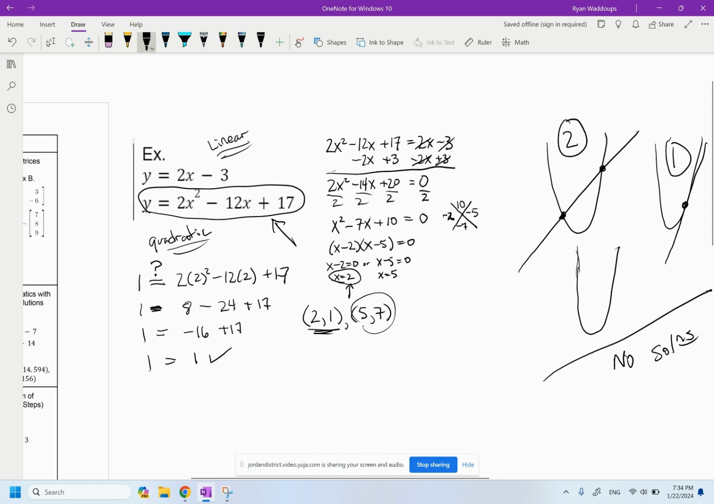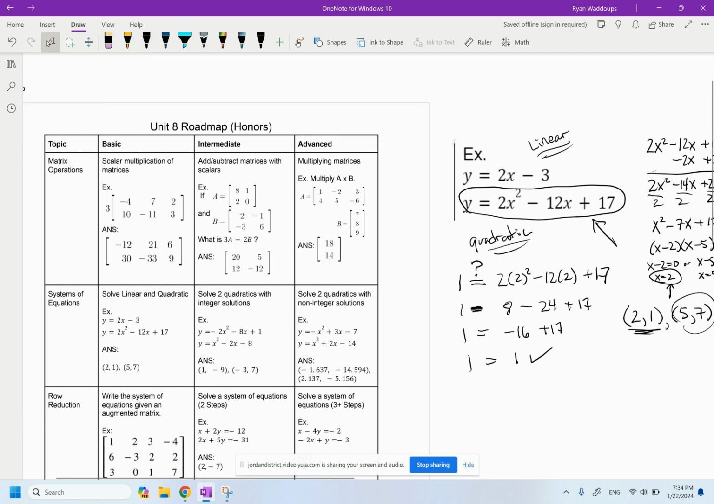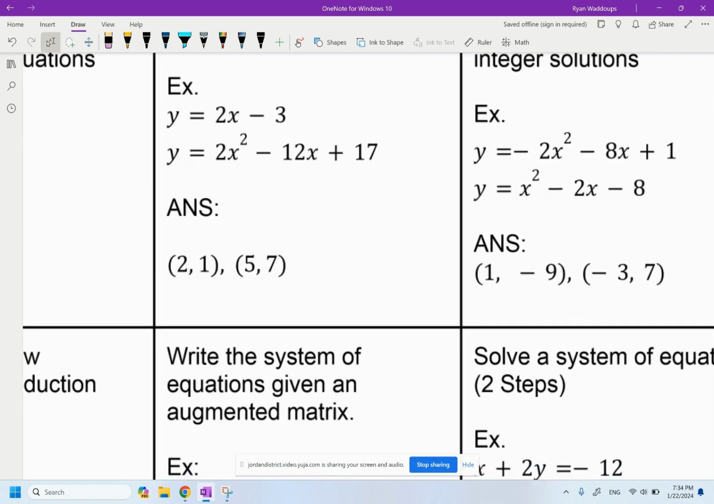All right. So 2, 1, and 5, 7 are the values that we found for these problems.